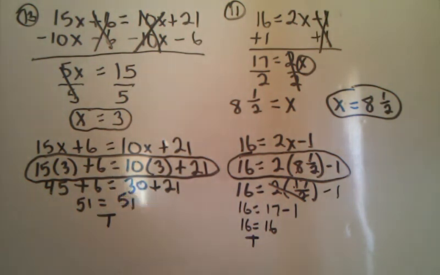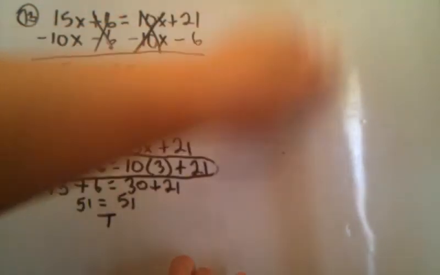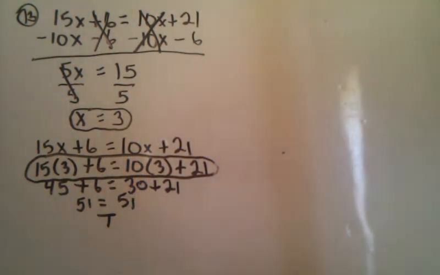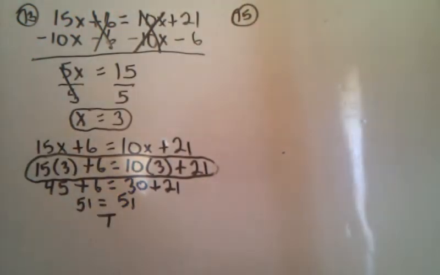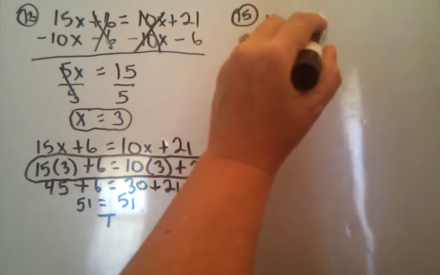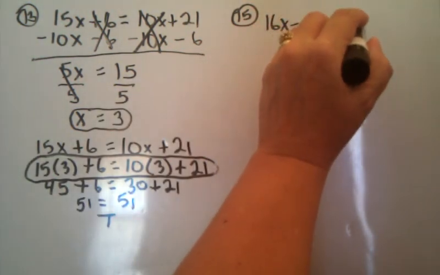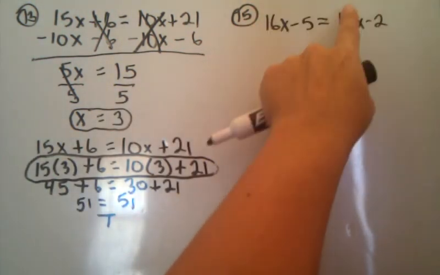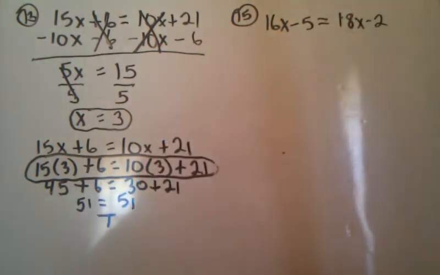Alright. Let's look at number 15. Number 15 says 16x minus 5 equals 18x minus 2. Okay, I want you to stop the tape and do number 15. Remember to check it.